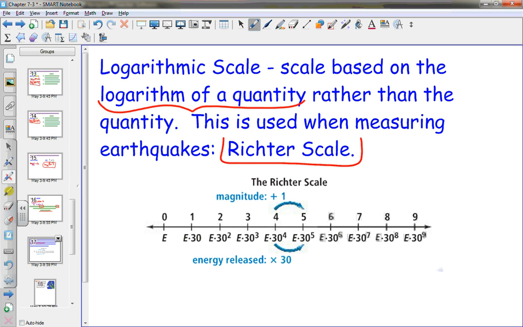And we're scaling it down. They use this for the Richter scale. What does the Richter scale measure? Earthquakes. So we have our magnitude, and then we also have our energy released. Now, why is this important?